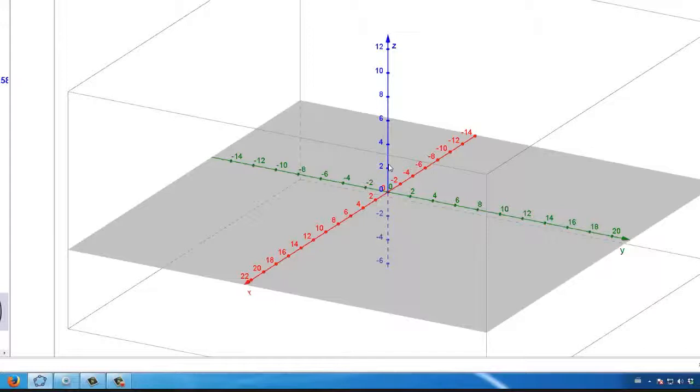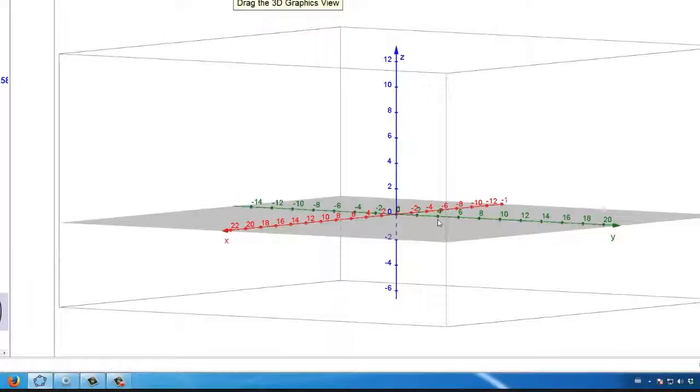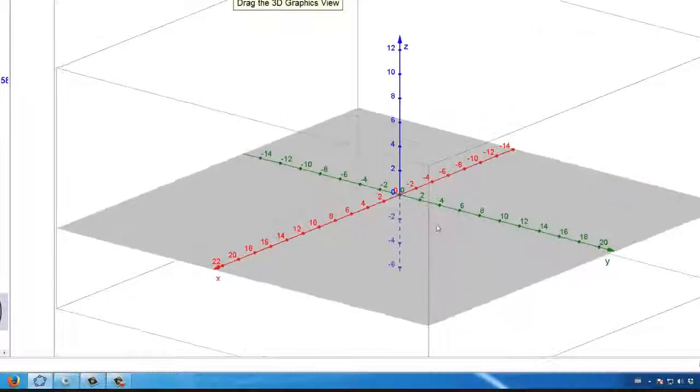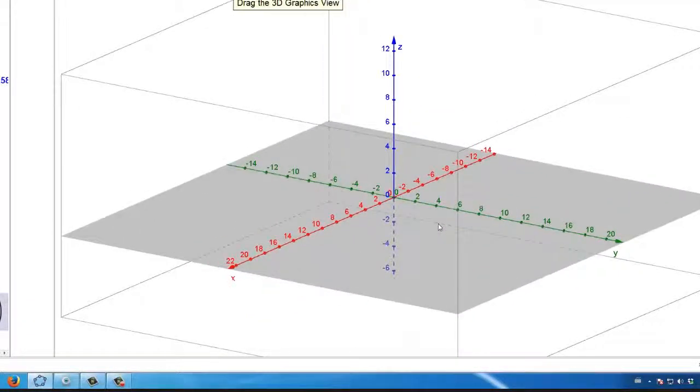GeoGebra is kind of nice because you can rotate this box any way that you want. How's that updating where you are seeing it? Very jagged. The update's jagged. Okay. Well, that's exactly what we would expect.